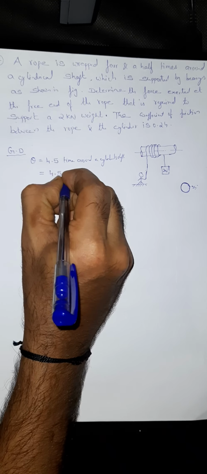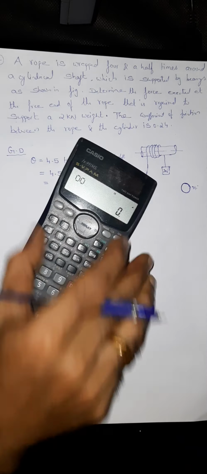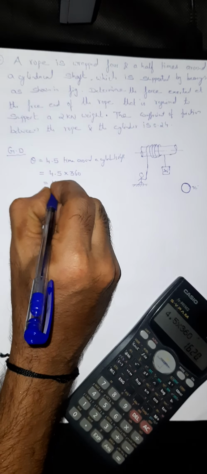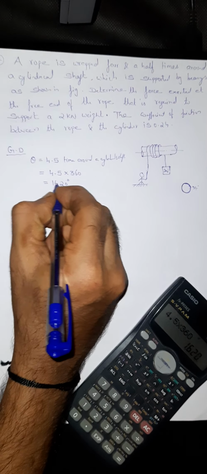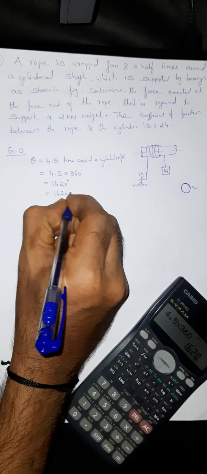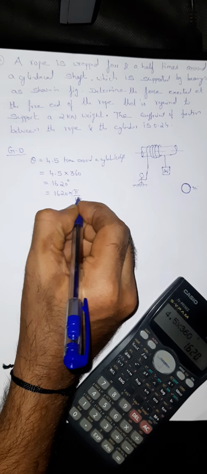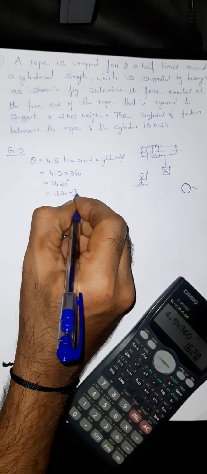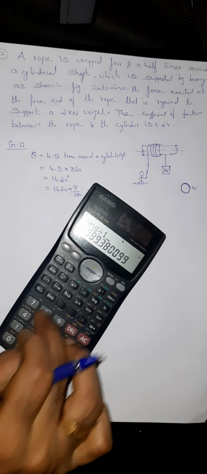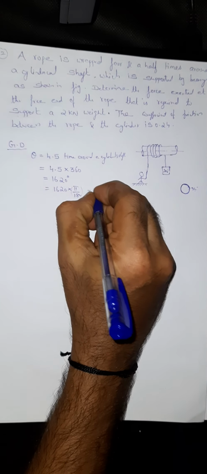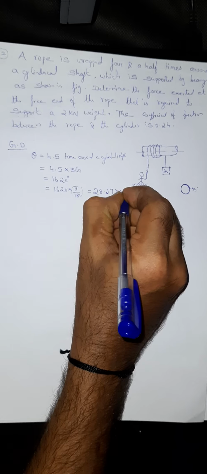4.5 into 360, which works out to 1620 degrees. This needs to be converted into radians. To convert degrees to radians, you will have to multiply by pi divided by 180, which would be 28.27 radians.